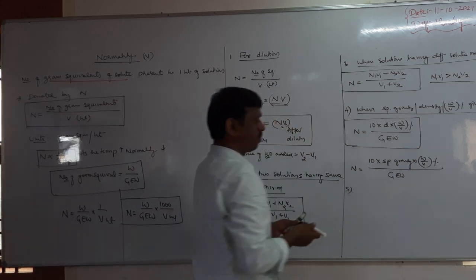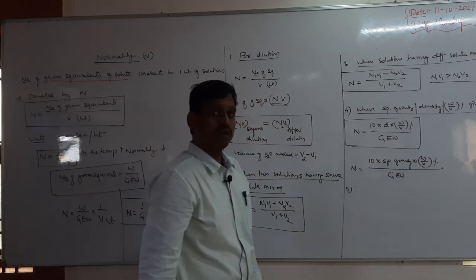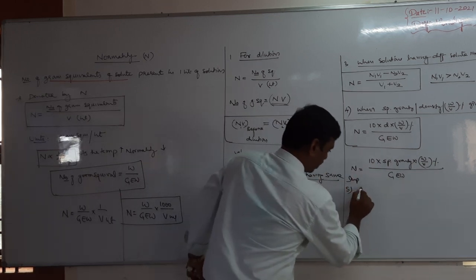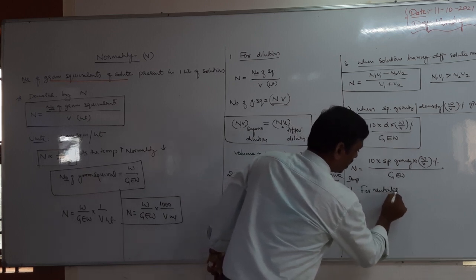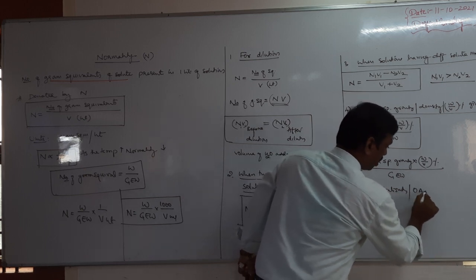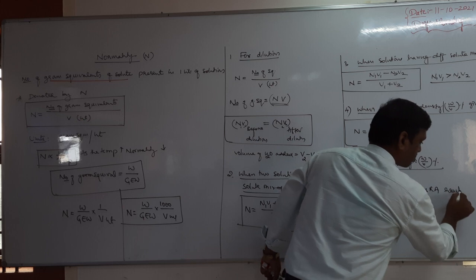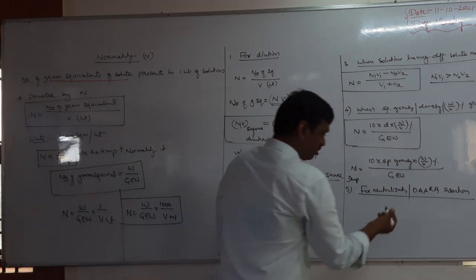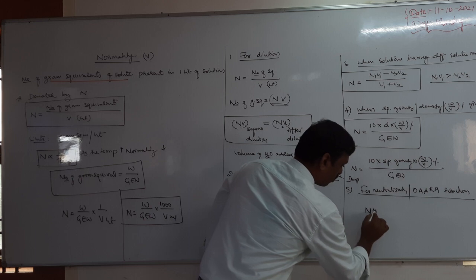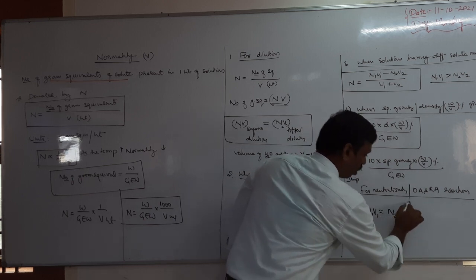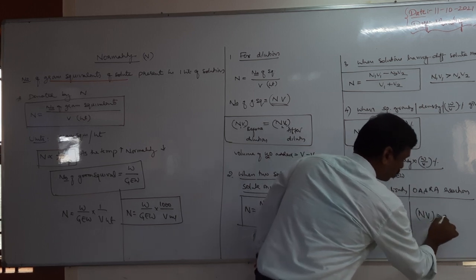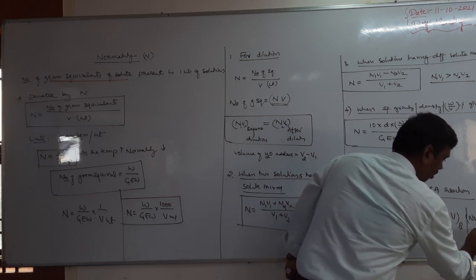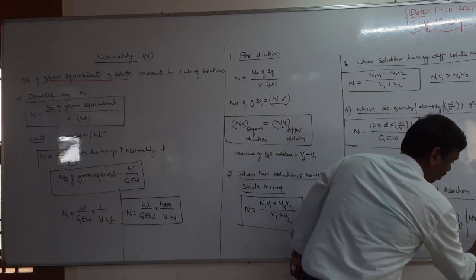Next, the fifth one, most important. For the neutralization reaction or oxidizing and reducing agent reactions, N1 V1 is equal to N2 V2, or N into V of acid is equal to N into V of base, or N into V of oxidizing agent is equal to N into V of reducing agent.